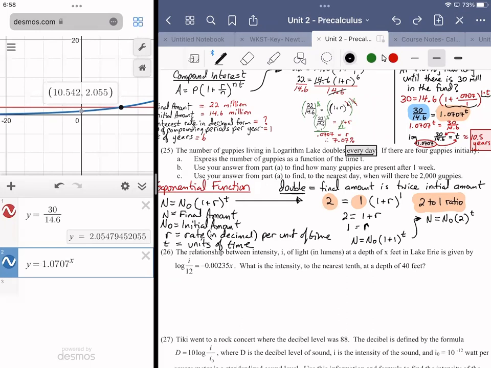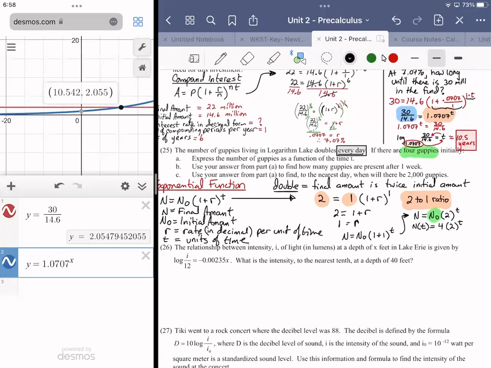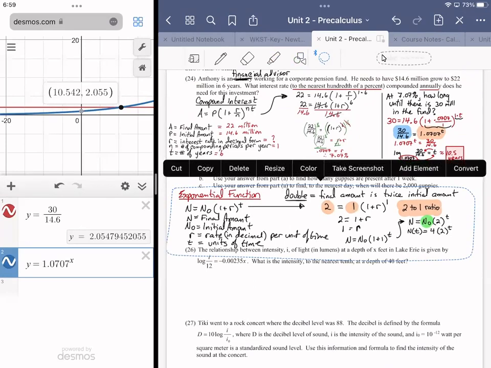All right? So they're saying express the number of guppies as a function of time t. Well, they told us the initial amount. They told us that there are 4 guppies initially. So that's my N sub 0. So my function would be N of t is equal to 4 times 2 to the t power. All that for just part A.